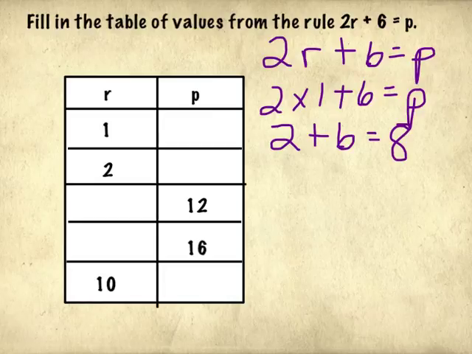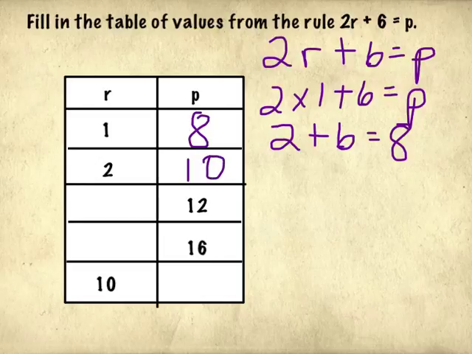So here's the first equation. I know that 2r plus 6 is p. I started with 1, so that means 2r, or 2 times r, and in this case r is 1, plus 6 equals p. 2 times 1 is 2, plus 6 is 8, so I should have an 8 here. If I do that for the next equation, I will get 2 times 2 is 4, plus 6 is 10.